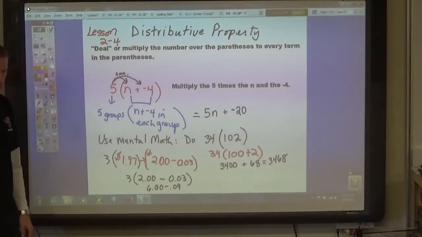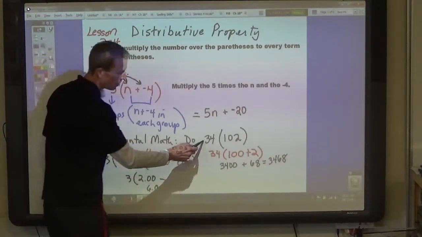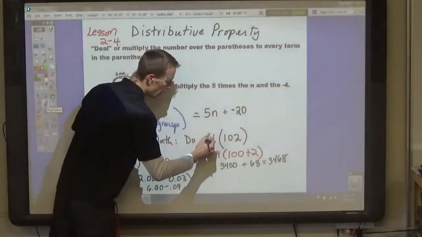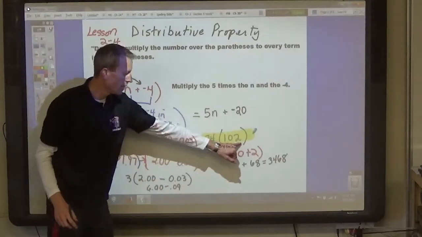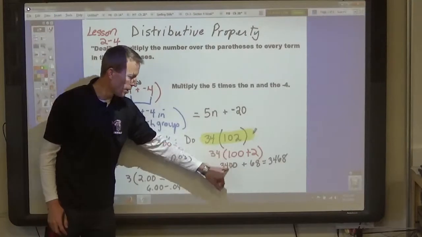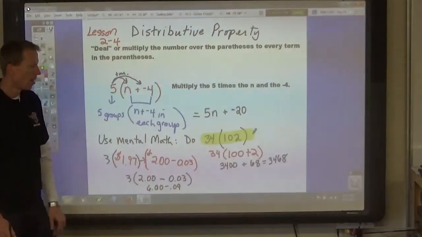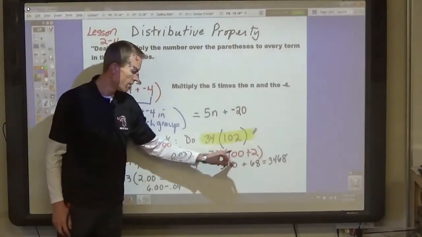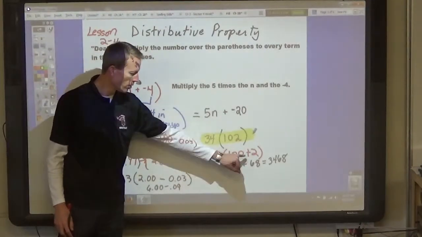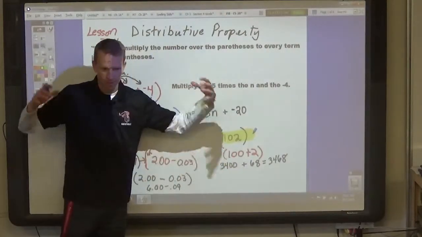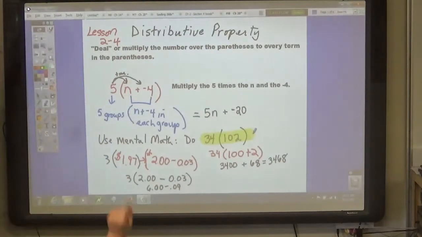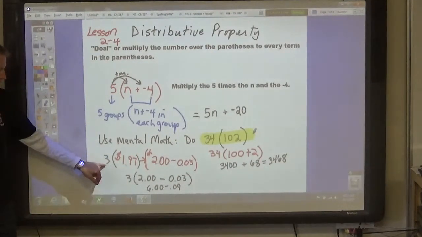One of the things that you're shown how to do is to use the distributive property for mental math. So it's starting with this expression, and then breaking up, writing this in expanded form, 100 plus 2, and then multiplying it to get your answer. 100 plus 2 in parentheses, and then multiplying 34 times 100, so 3,400. 34 times 2, 68. Smash them together.